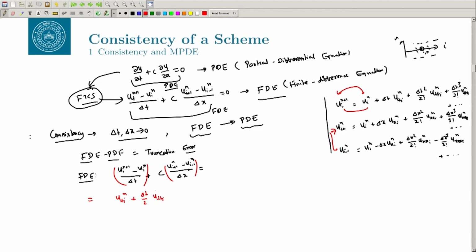at i, n, right, and plus other terms. I am not writing the other terms, and then the spatial term will be c times u_(i+1) minus u_(i-1), divided by delta x. So, this will cancel out, okay. When you subtract that, this will cancel out, and basically this one also will cancel out, and this will be 2 delta x, because this is a central differencing scheme.